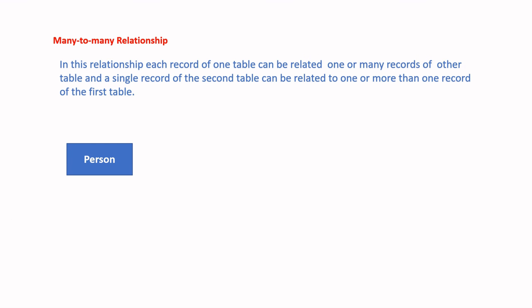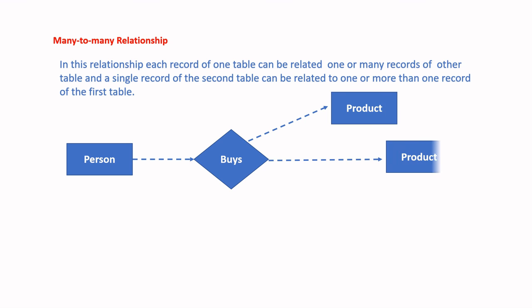The third one is the many-to-many relationship. In this relationship, each record of one table can be related to one or many records of the other table, and a single record of the second table can be related to one or more than one record of the first table. For an example, think of the relationship between person and product. A person can buy many products and also a product can be bought by many persons or many people.